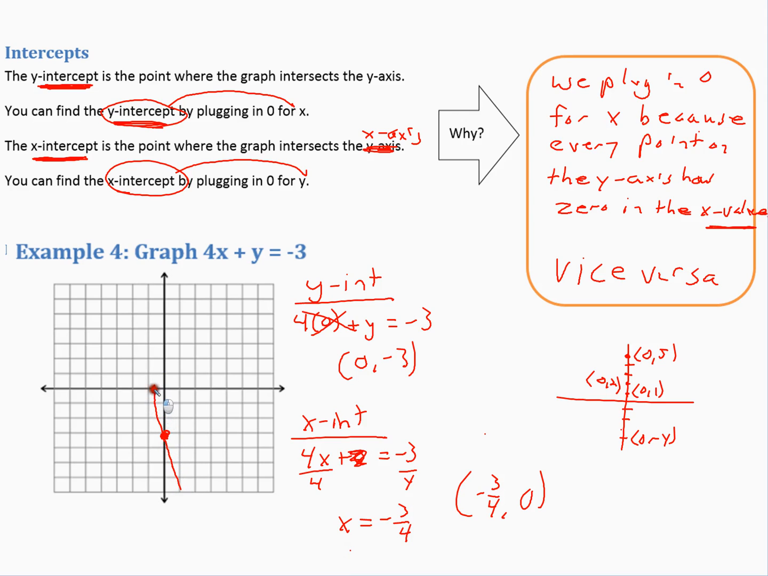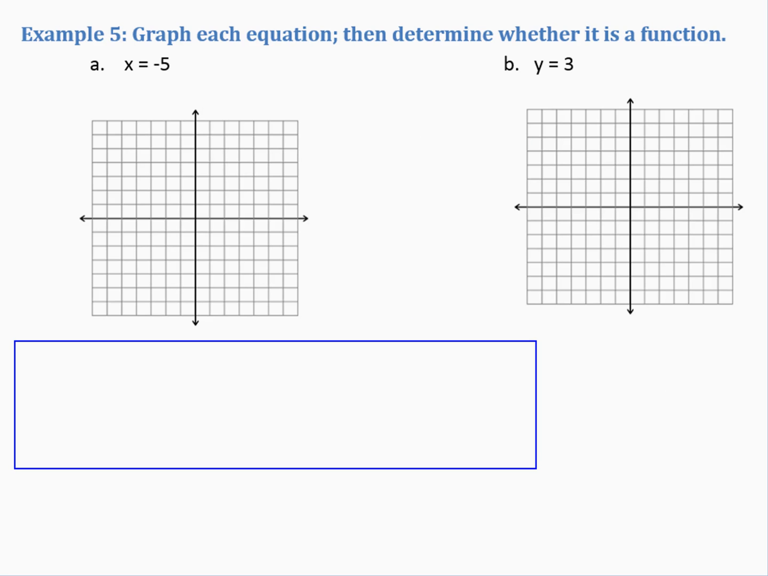So just by using the y-intercept and the x-intercept, you can find 2 points and draw the graph through there. And finding the y-intercept, you plug 0 in for x. To find the x-intercept, you plug 0 in for y. And that is a very important concept to know. Graph each equation and determine whether it is a function.